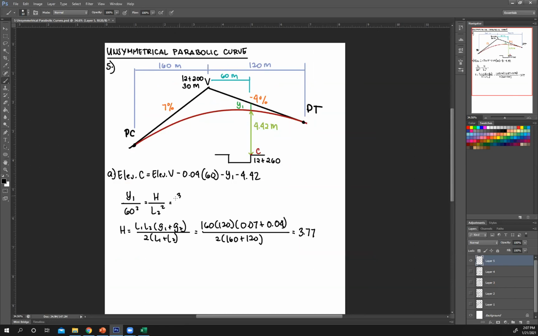So, now using that, this is 3.77 all over 120 squared. What's y1?